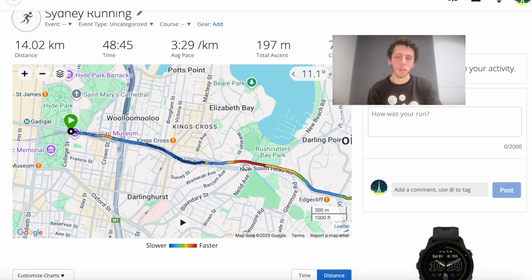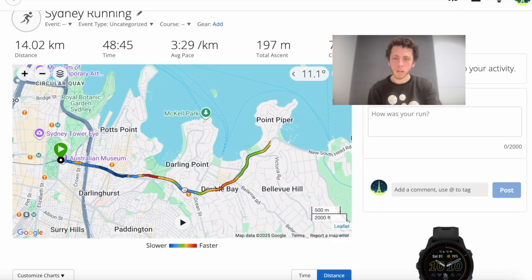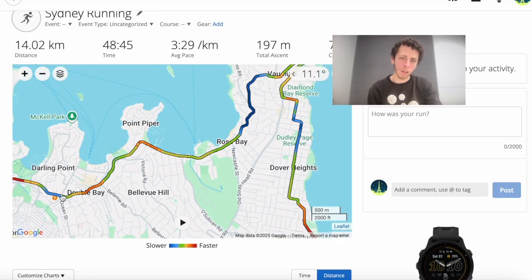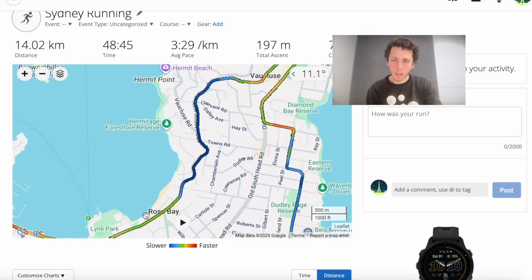I'm assuming this is the second kilometer where I had to speed up, and I got up to my 2:59 around here. And then you can see most of it was pretty good. You can see a lot of yellows, oranges, reds, greens here until you get to Heartbreak Hill, which is near Rose Bay and Point Piper.